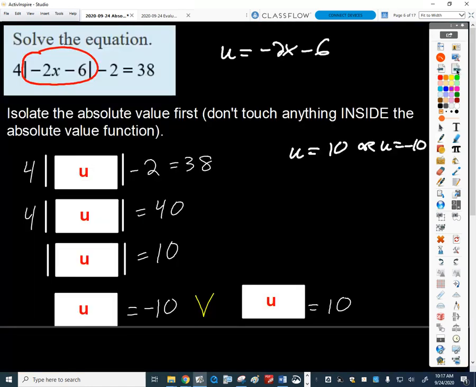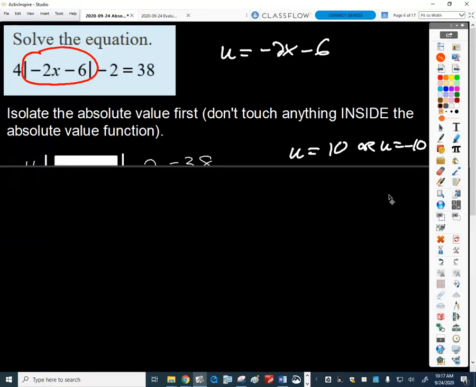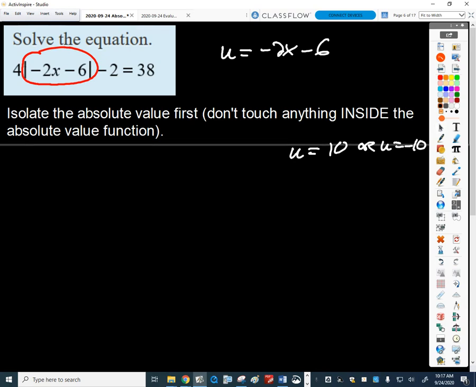Let's look at this problem for a second. Okay, so what if I've got an absolute value that looks much more complicated, right? It's not just the absolute value of x. This time I've got 4 times the absolute value of this expression, negative 2x minus 6, all minus 2 equals 38. That looks a lot tougher, and it is a little tougher.